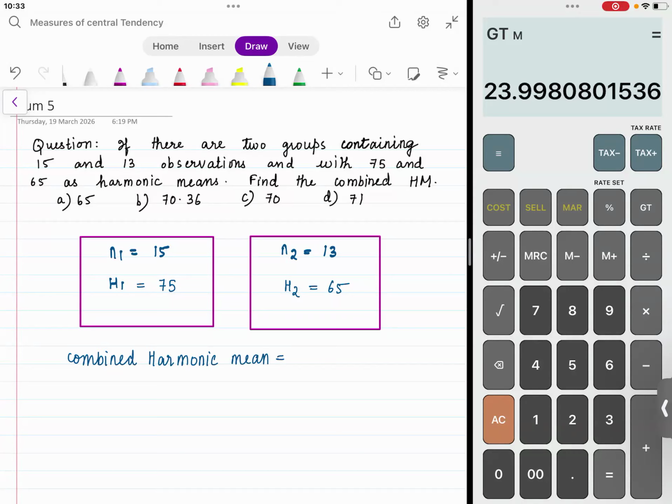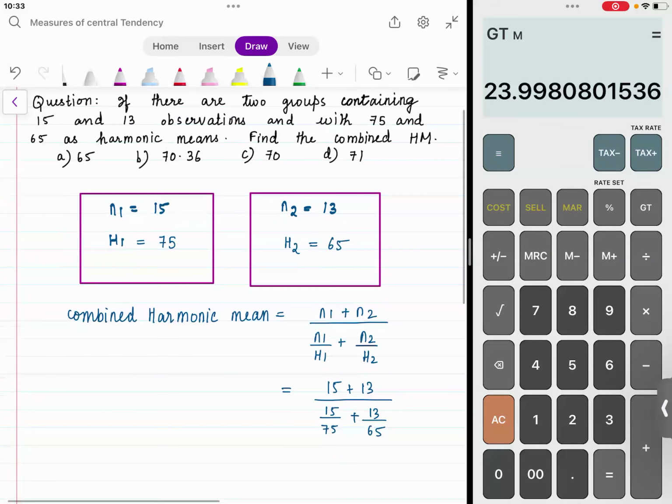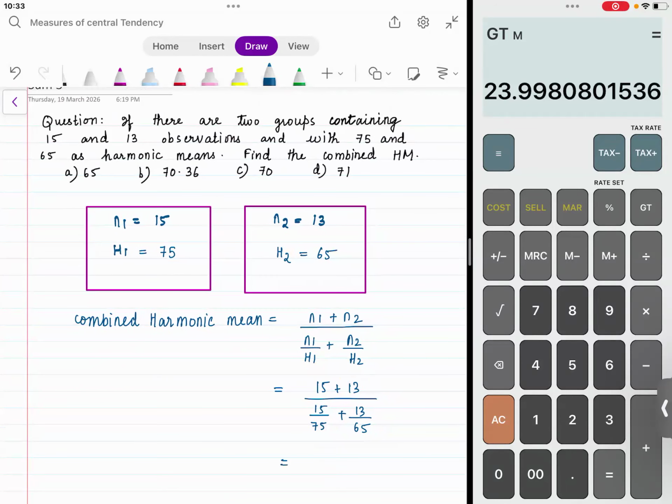Now, what is the formula for combined harmonic mean? Combined harmonic mean is N1 plus N2 divided by N1 by H1 plus N2 by H2. What is N1 plus N2? 15 plus 13, divided by N1 by H1, 15 by 75 plus 13 by 65. So what are we getting? 28 divided by the denominator's value.